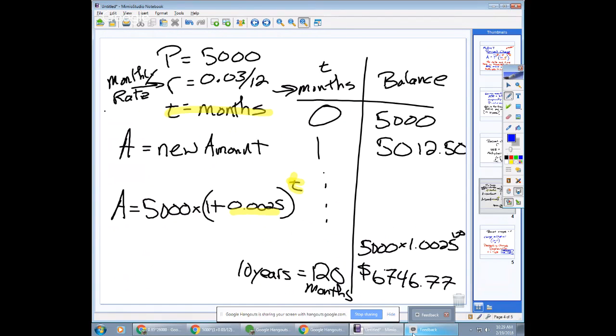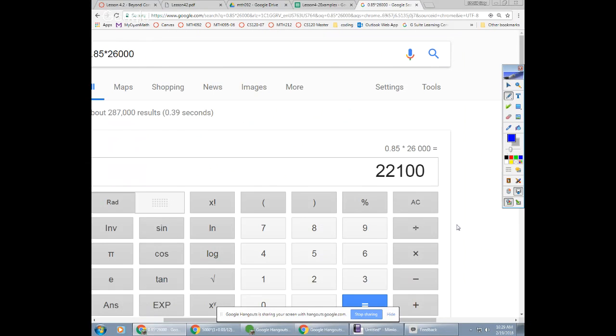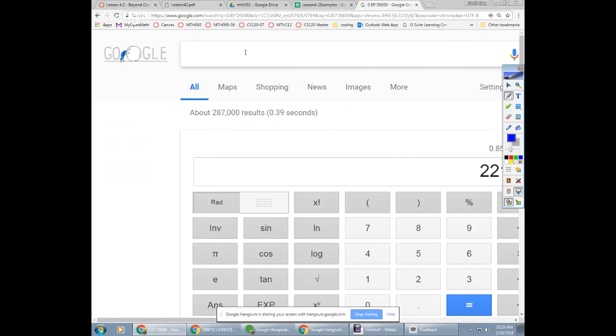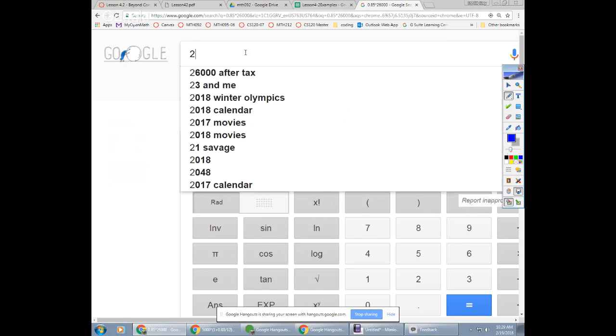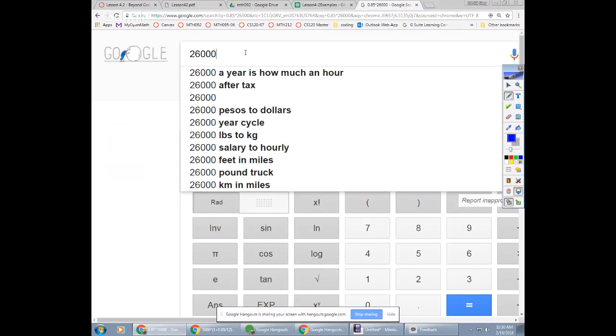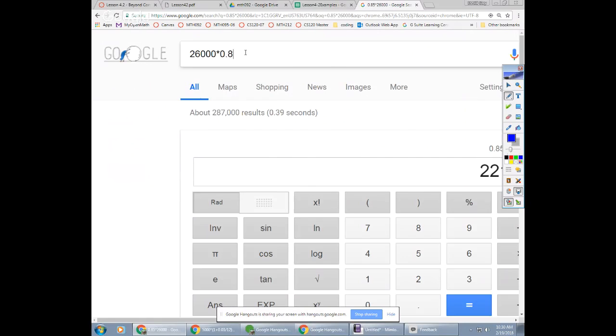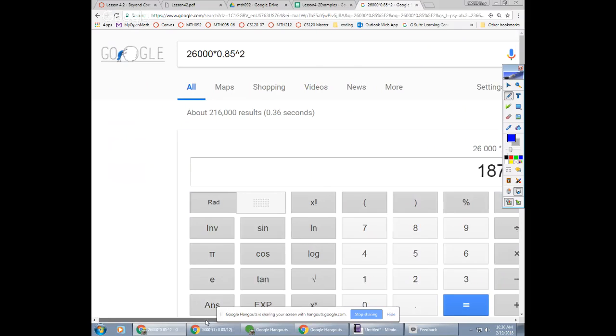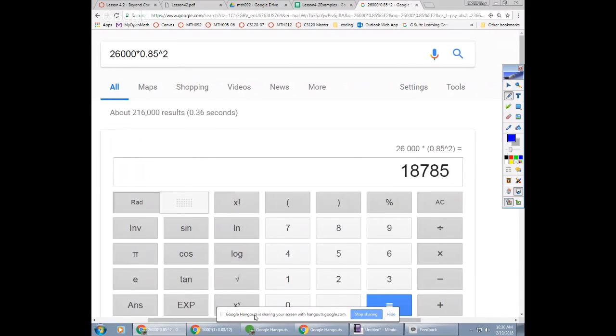26,000 times 0.85, and then what do we do with the 0.85? Raise it to a power, right? So let me just check. I got 22,100 for the first year. Okay, so the second year, I think I would take the 26,000 times 0.85 raised to the second power. Did anyone get 18,000 something for the second year? 18,785. Yeah. Okay.